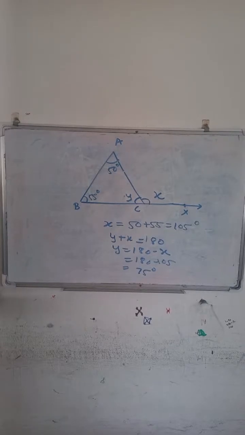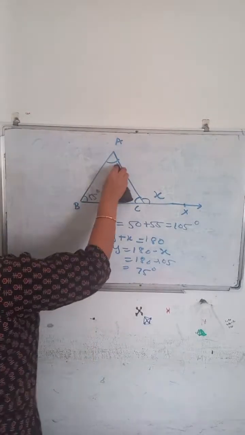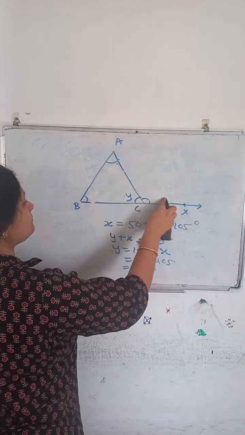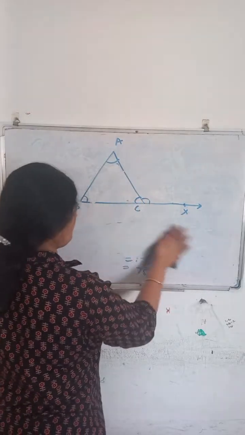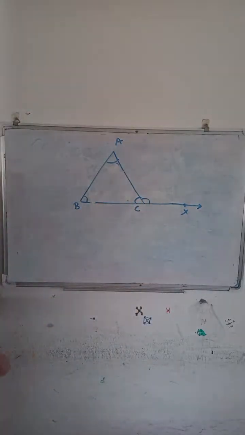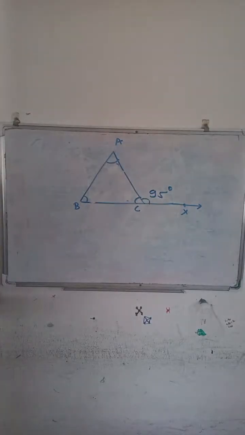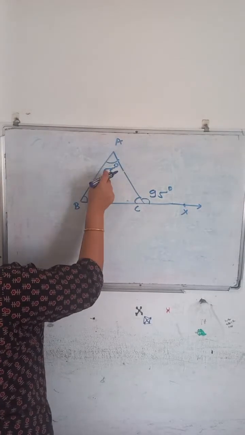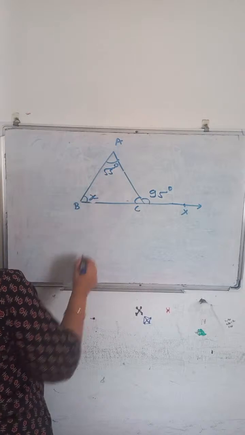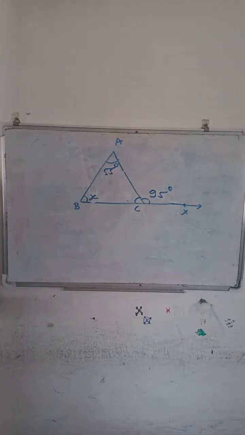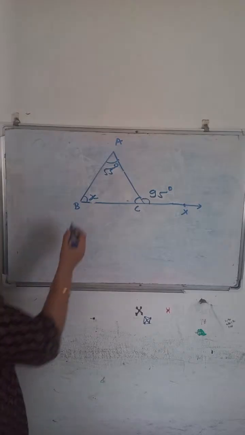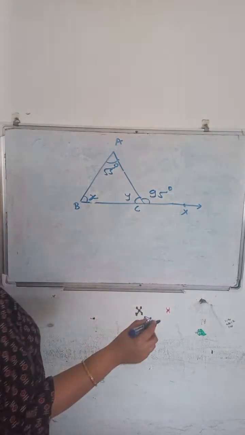Same figure but the values are changed here. They are saying the exterior angle is 95 degrees, and the interior opposite angle is 55. Means you can take any one opposite angle, either this or this, 55. I will take it as x. They are asking to find the other angles, so we have to find x and again y.